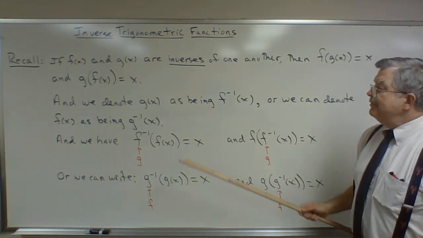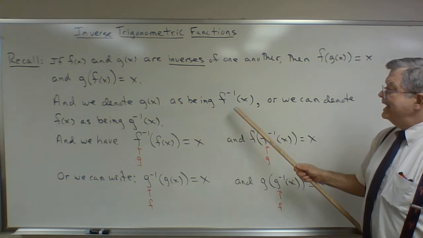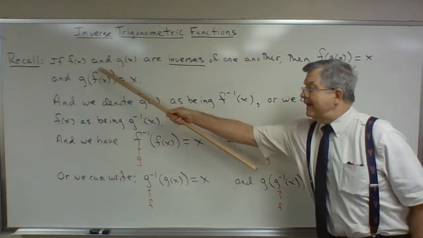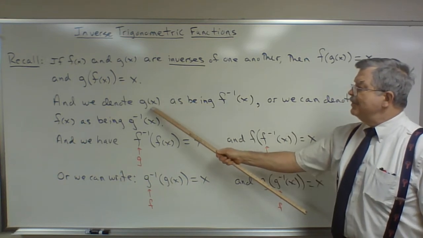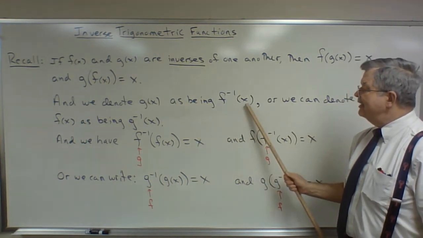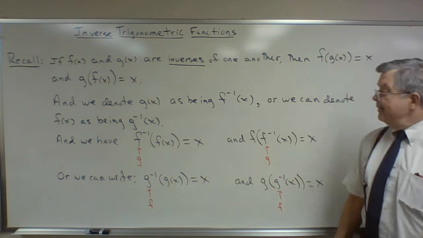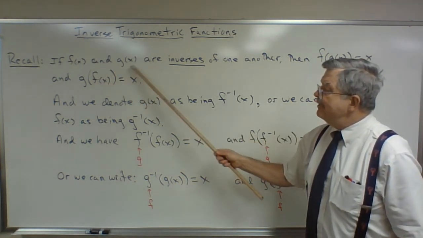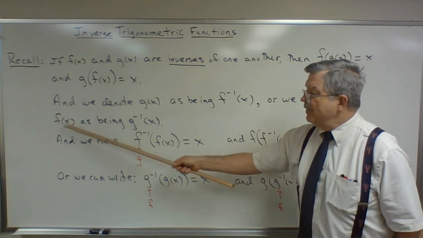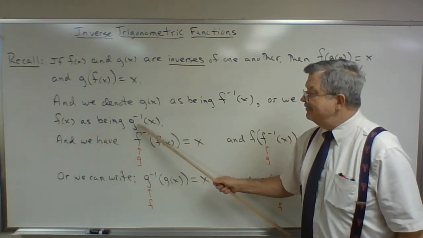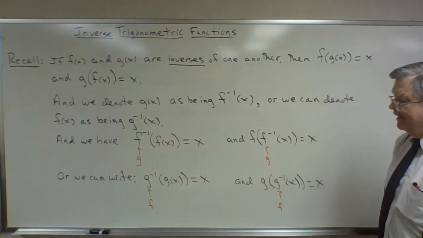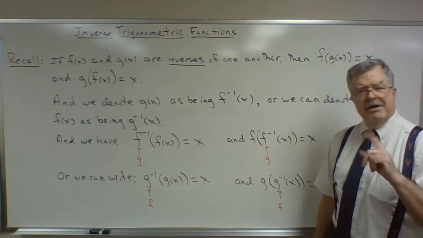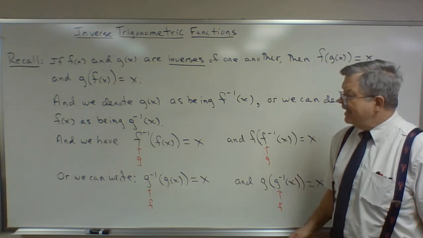And typically, we'll denote g as being f inverse of x. If g is the inverse of f, typically we'll represent g as f inverse of x. Or if we want to call f of x the inverse of g, we'll denote f as being g inverse of x. And this is how inverses react with one another through function composition.